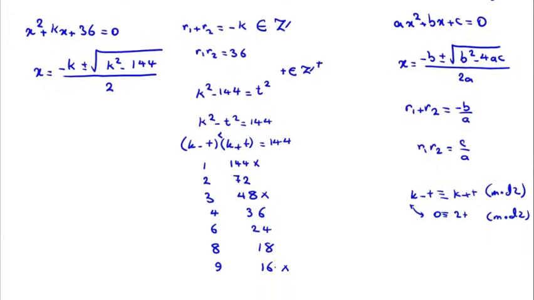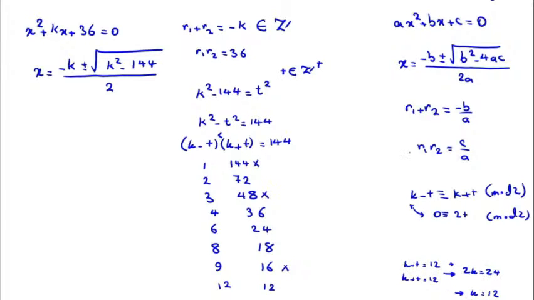And if you consider 12 and 12, in this case, k minus t is 12, let me show you. k plus t is 12. If you add these numbers, 2k will be 24, and k will be 12.